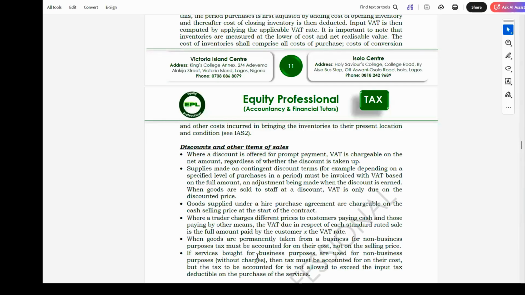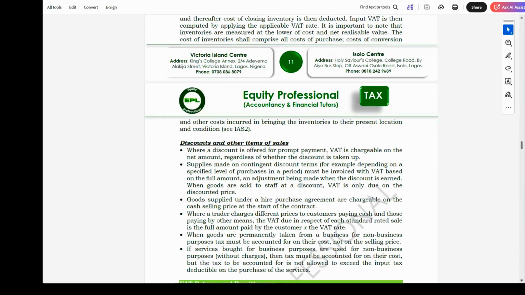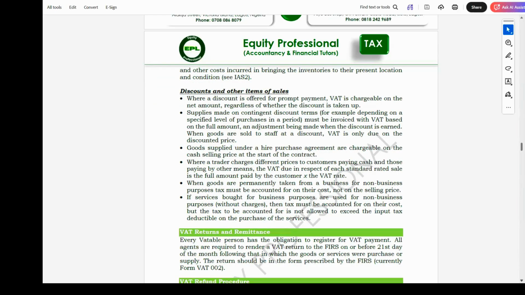Where services bought for business purposes are used for non-business purposes without charging, then tax must be accounted for on their cost. But the tax to be accounted for is not allowed to exceed the input VAT deducted on the purchases of the services. Also, where you are taking services that are supposed to be for the purpose of the business for personal usage, you must also account for the tax on those services.